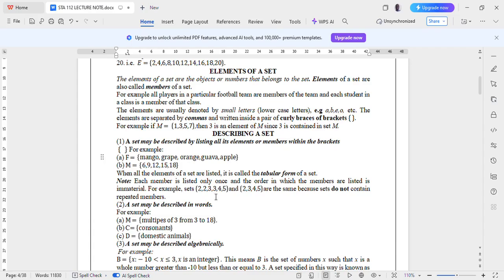Look at this example: 2, 2, 3, 3, 4, 5. The fact that 2 and 3 were mentioned twice does not mean there were two of them in that set. It's just like if you are in the class and I mention your name twice, it does not duplicate you. You are still one in that class. So the right way is 2, 3, 4, 5. These are the members. We have just 4 members, 2, 3, 4, 5. But 2 and 3 were listed twice, and that does not duplicate them.